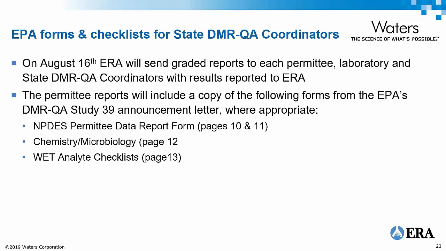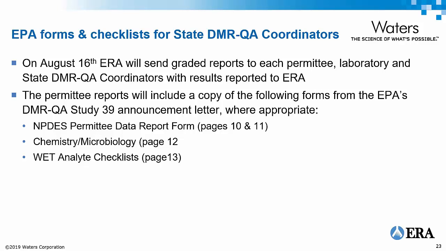They are in the DMR-QA Study 39 announcement letter on the pages I listed there. You can use the pages from the DMR-QA announcement letter from the EPA, or you can use our versions, which are pre-populated with most of your information because we have your contact information, we know what analytes you analyzed, and of course, we know whether you passed or not. So the NPDES Permittee Data Report Form, that's equivalent to page 10 and 11 of the EPA's announcement letter. The Chemistry/Microbiology Analyte Checklist is page 12. The Wet Analyte Checklists are page 13.